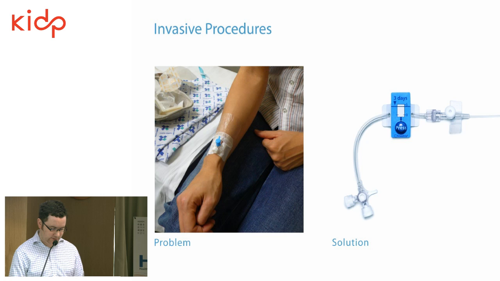So our solution borrows technology from the food industry, which is called a time strip. So when a needle is inserted, the button on the bottom is pressed, and the ink migrates up the window. And when it reaches the line, you know that the 72-hour limit has been reached.